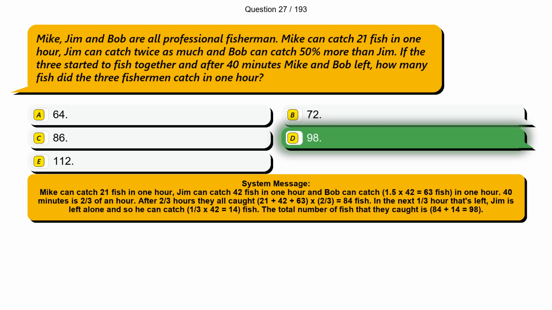After 2/3 hours, they all caught (21 plus 42 plus 63) x 2/3 equals 84 fish. In the next 1/3 hour that's left, Jim is left alone and so he can catch 1/3 x 42 equals 14 fish. The total number of fish that they caught is 84 plus 14 equals 98.